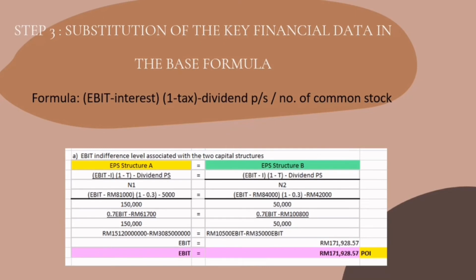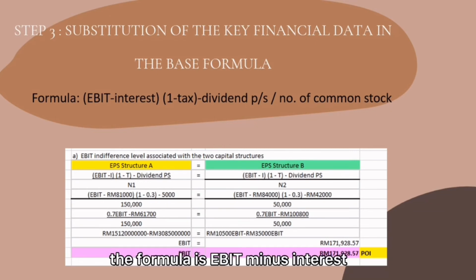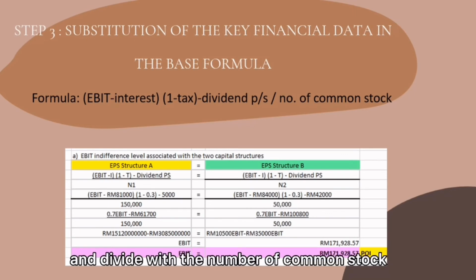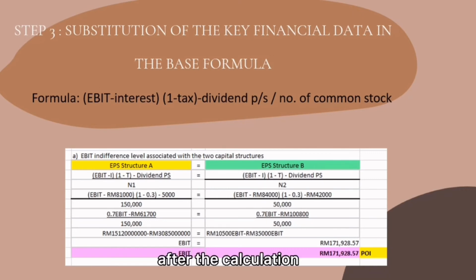For step 3, we substitute the key financial data into the base formula. The formula is EBIT minus interest, times 1 minus tax, then minus the preferred dividend, and divide by the number of common stock. After the calculation, as in the table, the EBIT that I got is RM171,928.57.